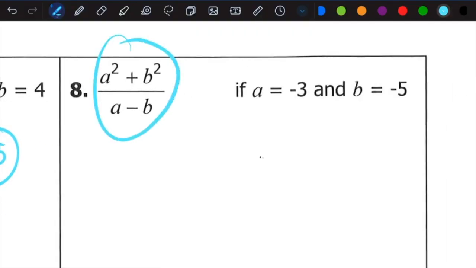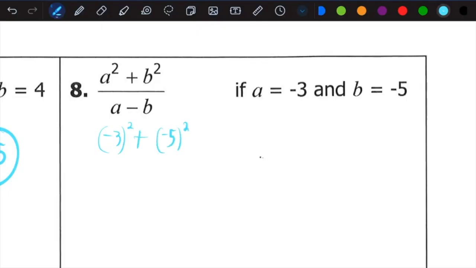Number 8, same algebraic expression, but different values for a and b. So we have negative 3 squared inside parentheses, negative 5 squared inside parentheses. On the bottom, we'll have negative 3 minus a negative 5. Note there's 2 negatives, one from the minus sign and one from b equaling negative 5.